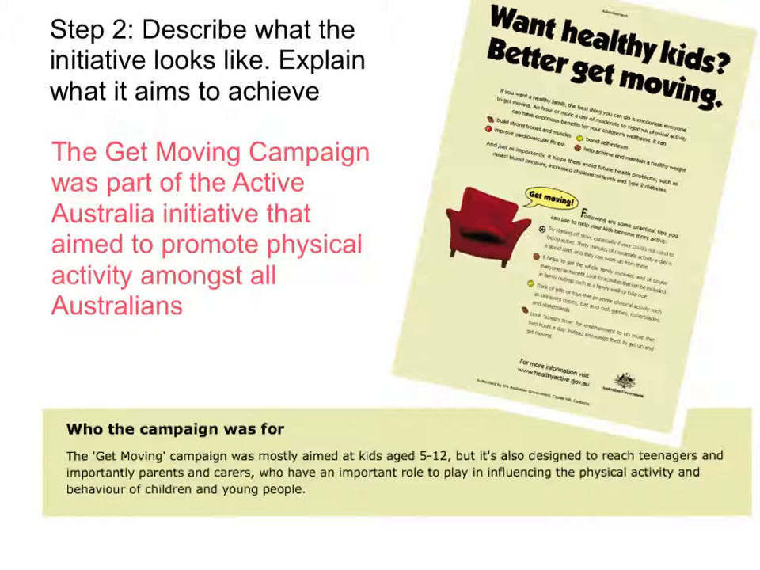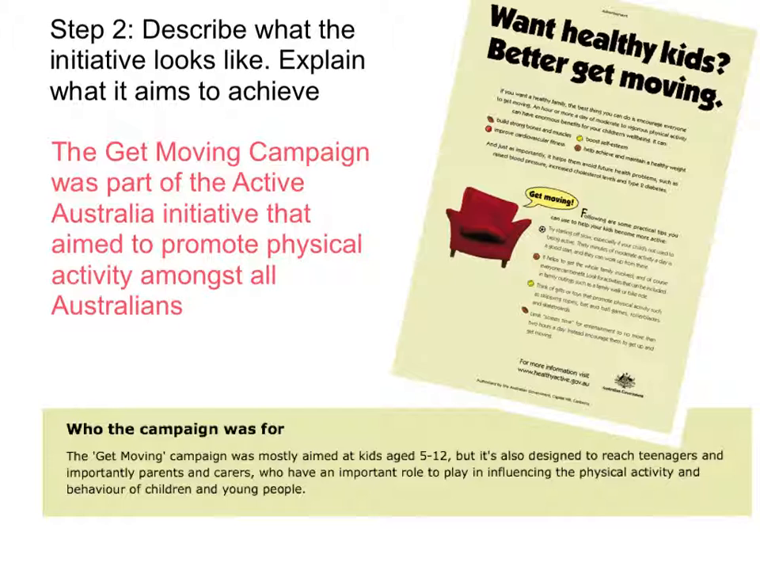In this case, the Get Moving campaign looked at targeting children 5 to 12, but also, more importantly, looked to reach out to parents and caregivers and teenagers, who they saw as being very influential in the development of healthy physical activity patterns in young people. They used a variety of strategies.